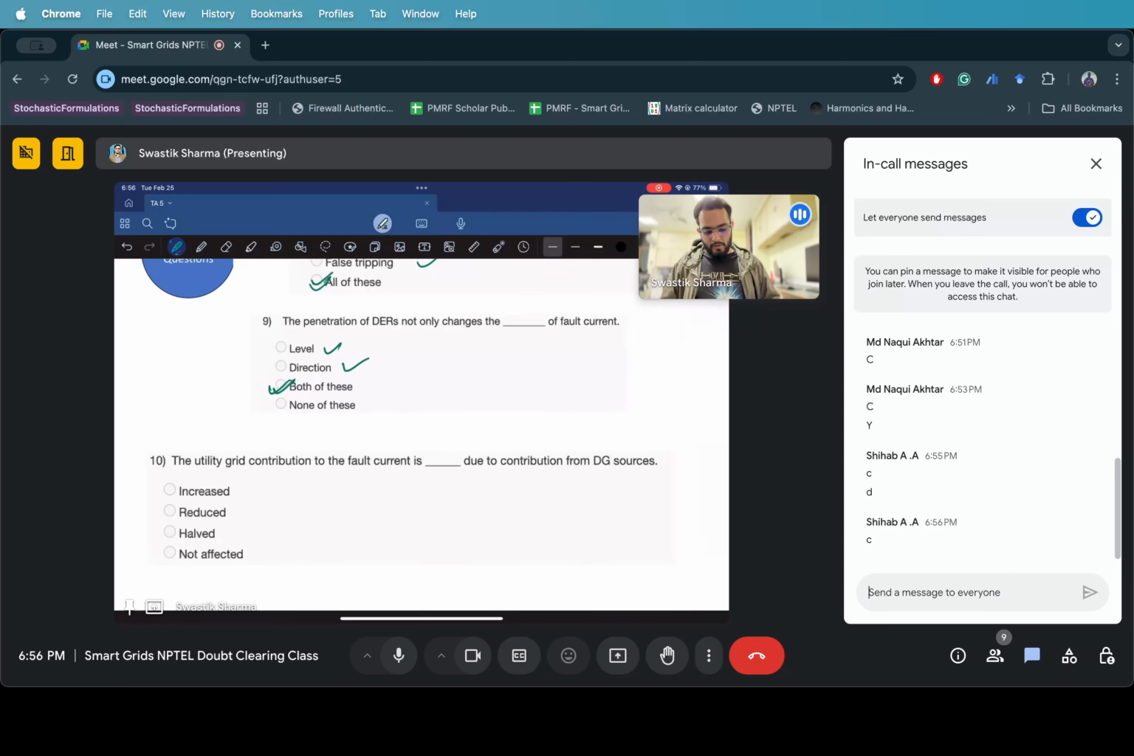Last, the utility grid contribution to the fault current is dash due to the contribution from DG resources. So we said, right, if the fault current is being supplied by both the main grid as well as the DGs, so the fault current at the main grid will be less than what it is supposed to be, right? So the contribution is reduced, and that is why the blinded relays happen, because they are not able to sense if some fault has taken place or not, because the level of current is less. Yes, so the answer is reduced, B.